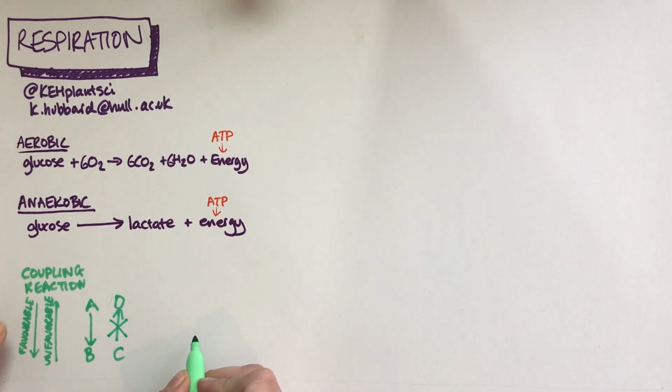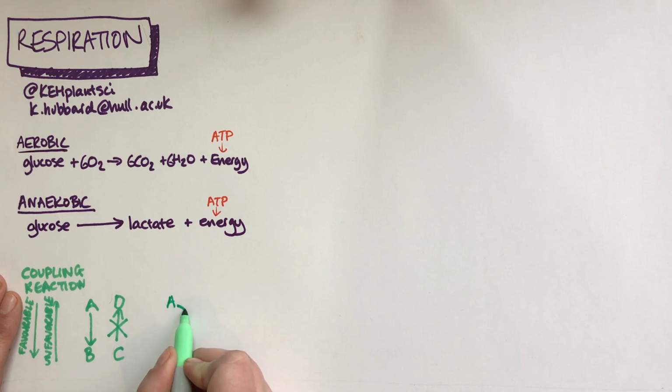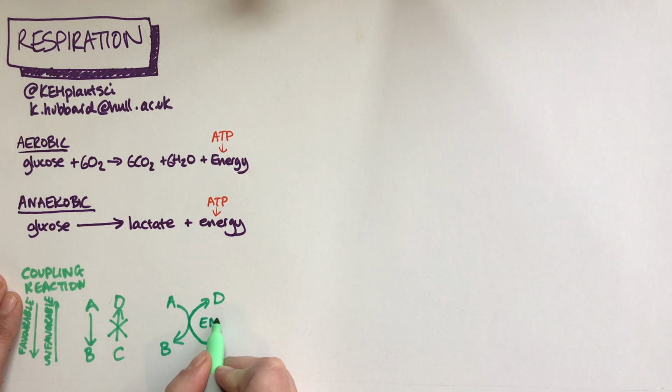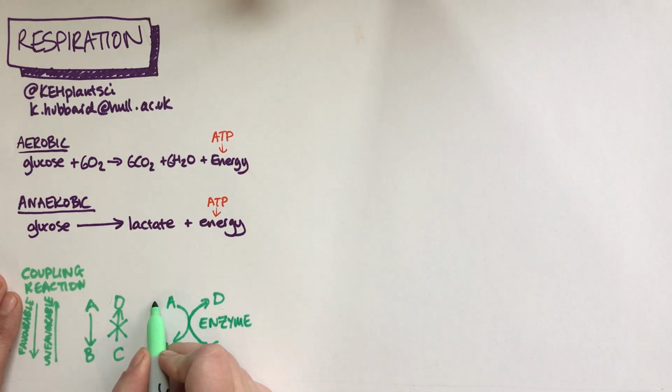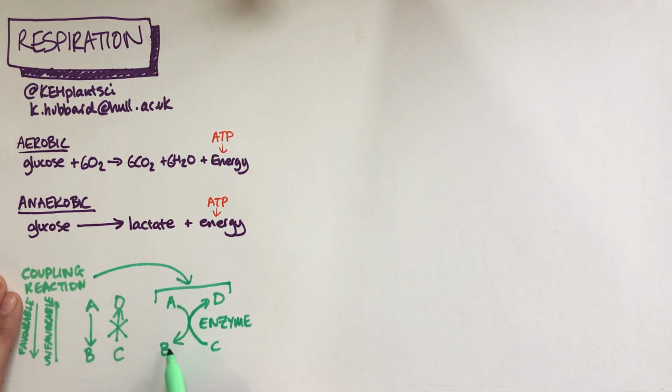But what cells are able to do is to couple reactions together. So rather than having two separate reactions, what we have is this instead. So A goes to B at the same time as C goes to D, catalysed by some sort of enzyme. So that is the coupled reaction, where we're using the energy released from A to power the process C to D. Okay, so those are the fundamental principles of respiration.